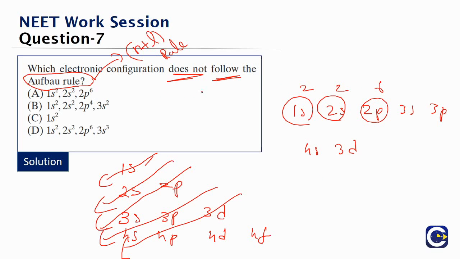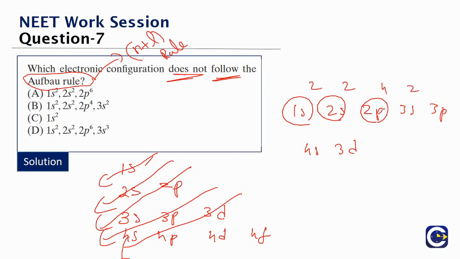Look at option B. What is option B saying? It is 1s2, 2s2, 2p4, 3s2.